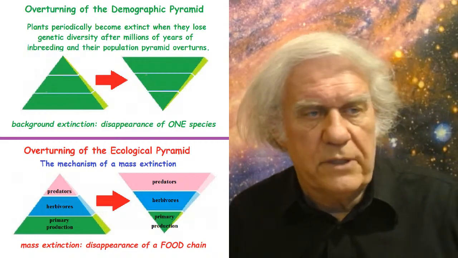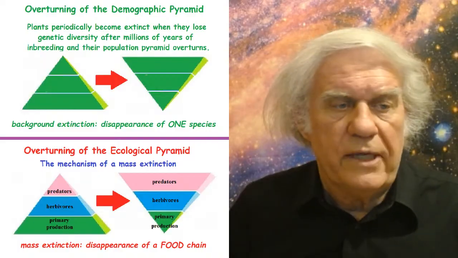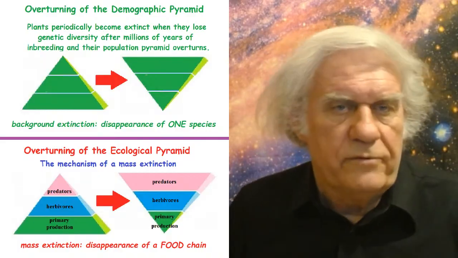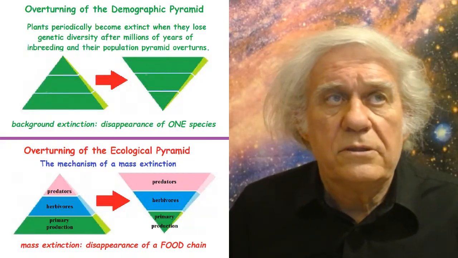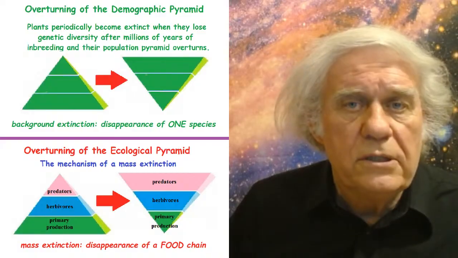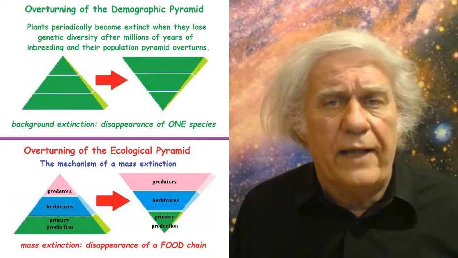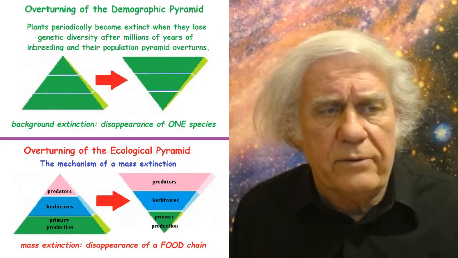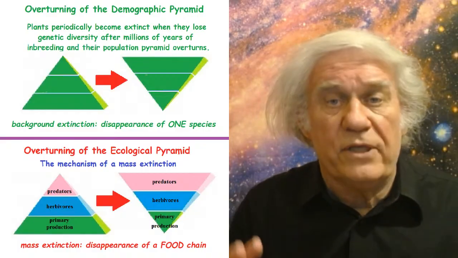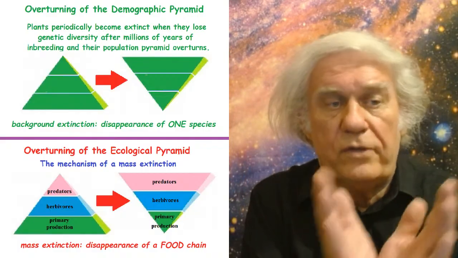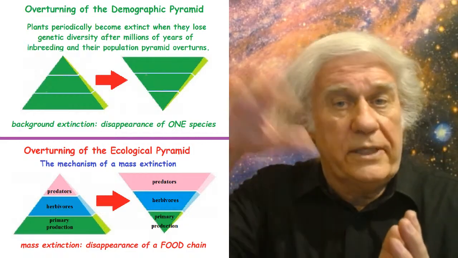That's for background extinction. And for the mass extinction, we have what is called the ecological pyramid overturn. And what happens there, again, all the animals depend on food, especially, we can understand this with animals that were in the wild in the past, right before humans came around. And you can imagine if the population pyramid inverts for the plants, guess what happens to the animals that depended on that source of food? Well, they go down with it.